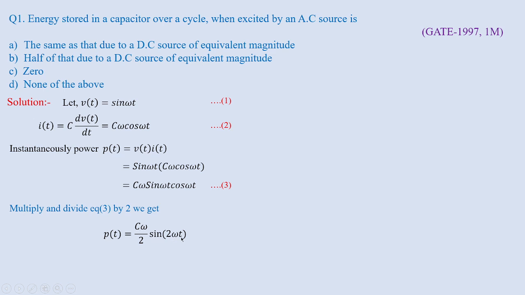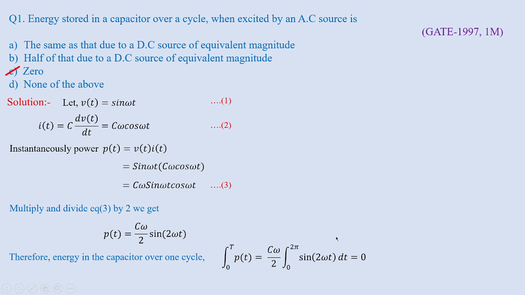Now, when we are interested to know the energy stored in the capacitor, we are going to apply limits to the power equation. So 0 to T, P of t, which will be equivalent to C omega by 2, we can take it outside. So the limits of value will be 0 to 2 pi for one cycle, sine 2 omega t dt. In fact, the integral of sine 2 omega t dt with the interval of 0 to 2 pi will give us the value as 0. So from the given options, C is the right answer.